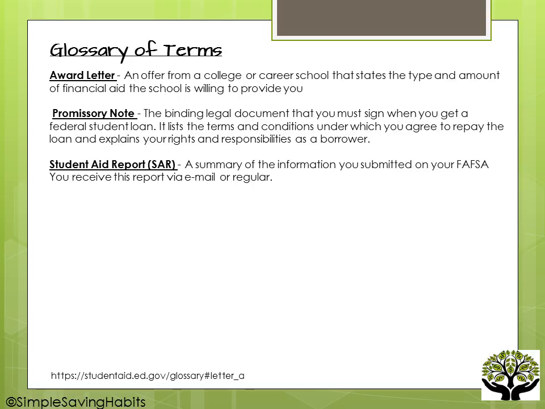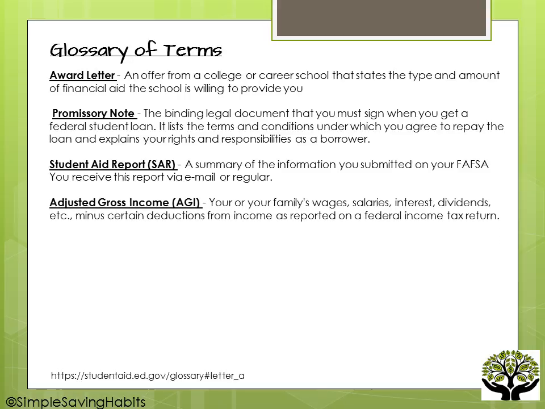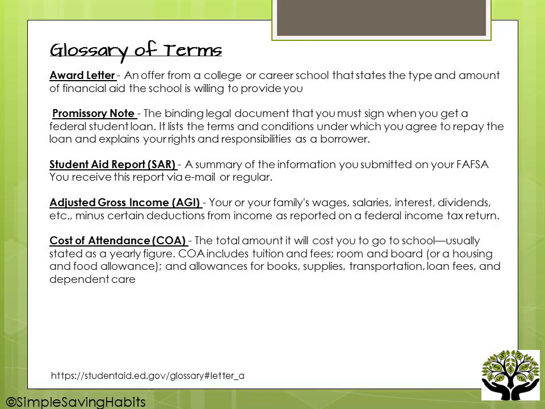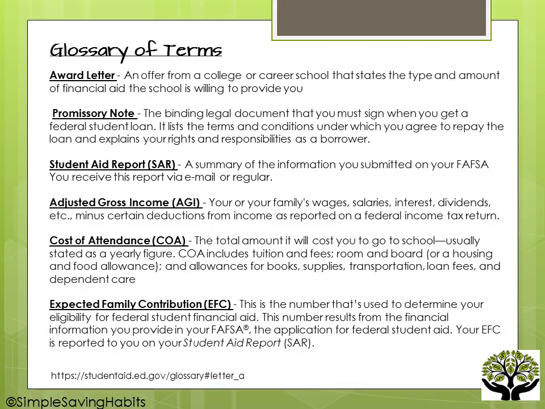The Student Aid Report, or the SAR, is a summary of the information you submitted on your FAFSA. This is the result of you filling out your FAFSA form. The Adjusted Gross Income, AGI, is your family's wages, salaries, interest, dividends, and everything else, minus certain deductions from income as reported on your federal income tax return. The cost of attendance, COA, is the amount it will cost you to go to school. This is usually stated as a yearly figure and differs college to college. Your expected family contribution, EFC, is the number used to determine what eligibility for federal student financial aid you will have.